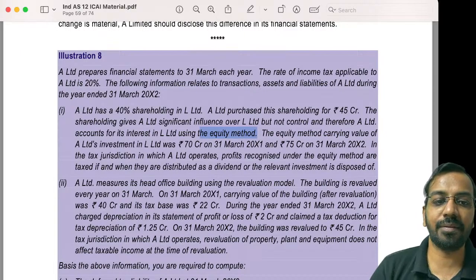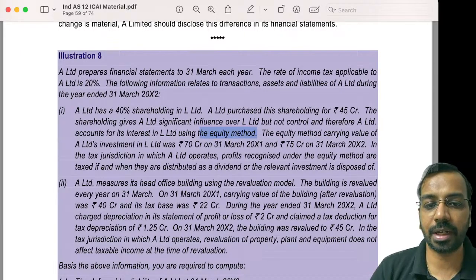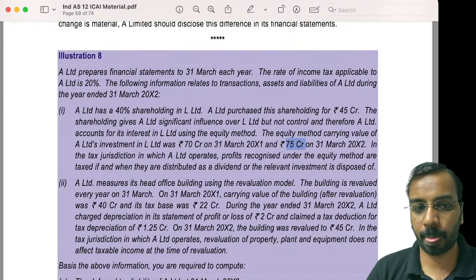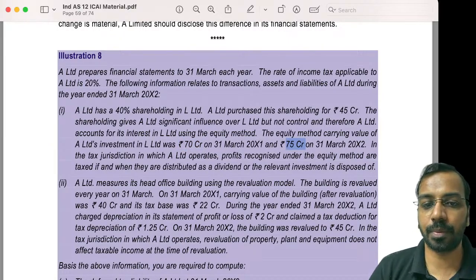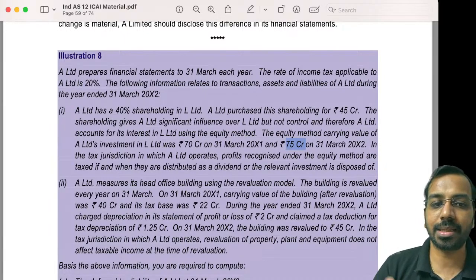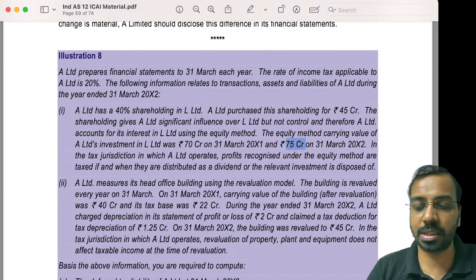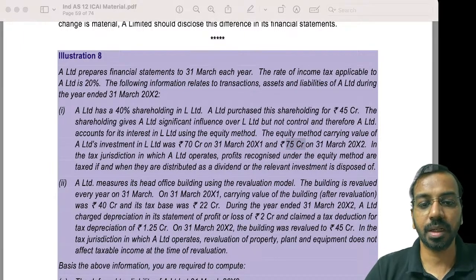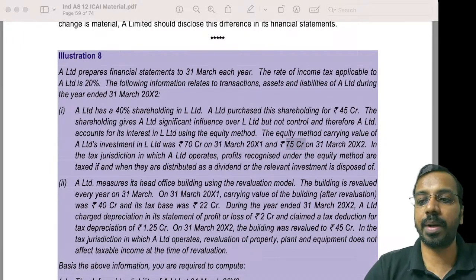The equity method carrying value of A Limited's investment was 70 crore on 31st March of year 1 and 75 crores on 31st March of year 2. In the tax jurisdiction in which A operates, profit recognized under equity method are taxed if and when they are distributed as dividend or the relevant investment is disposed of. Now what does this mean? This is a scenario where you have your investment in associate.